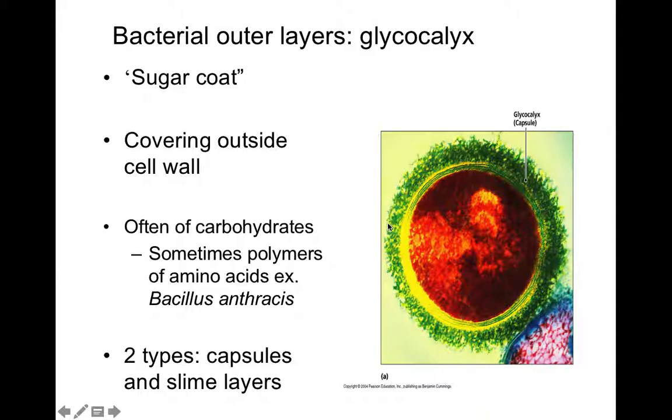Many bacteria have these glycocalyces. Some don't, but many do. It literally means a sugar coat because they're often made out of carbohydrates. Right? There are some exceptions. For example, the glycocalyx or capsule of Bacillus anthracis is made up of polymers of D-amino acids. There's two basic types of glycocalyces depending on how well organized they are and how tightly adherent they are. There's the capsules and the slime layers.